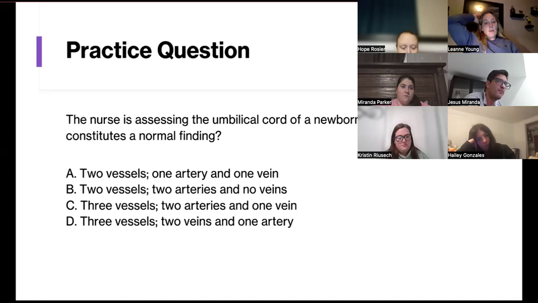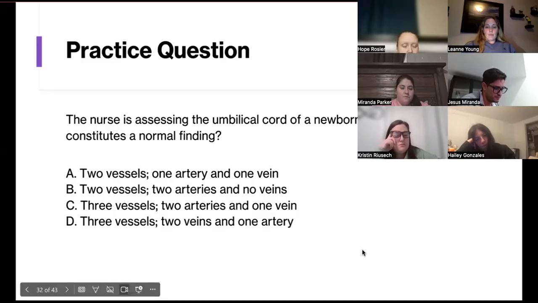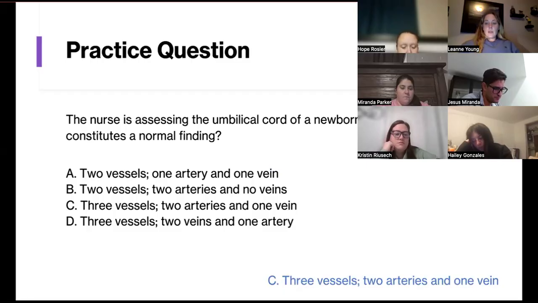The nurse is assessing the umbilical cord of a newborn. Which finding constitutes a normal finding? C. Yep, 3 vessels, 2 arteries and 1 vein. You guys may see that again.